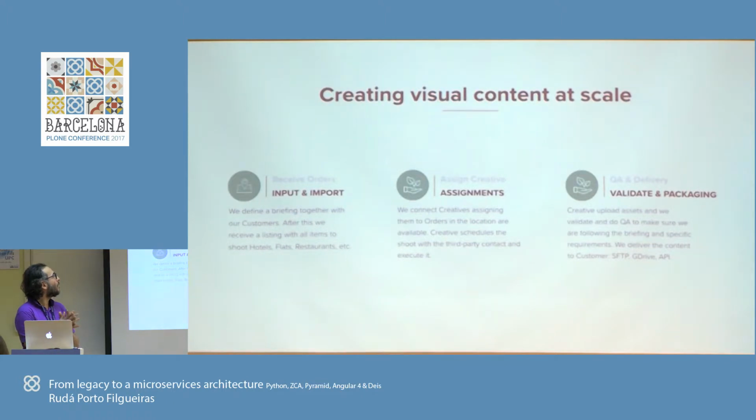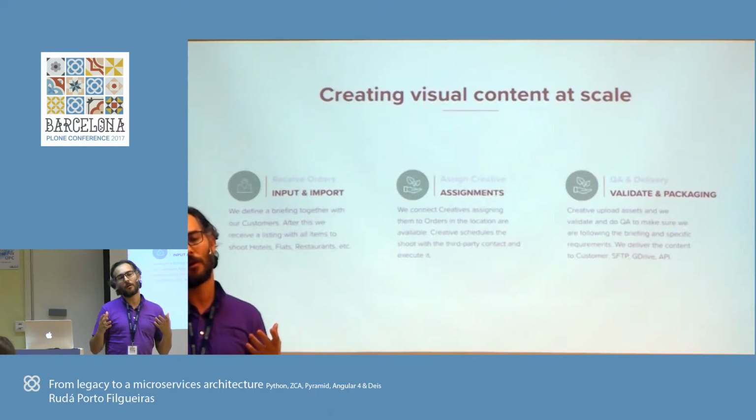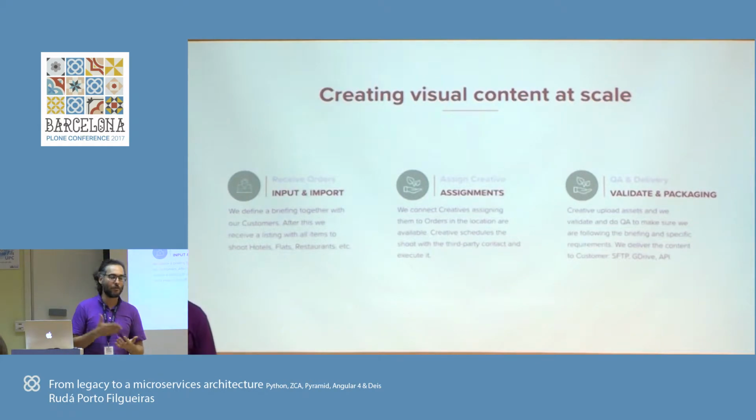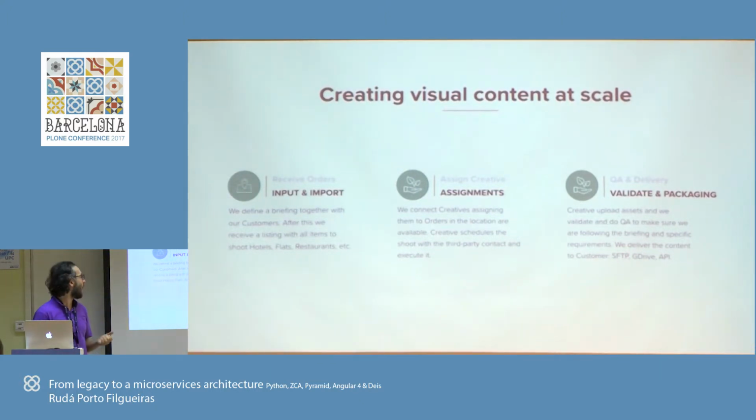The company had a simple but not easy to explain business model. We provide visual content for companies at scale. What does it mean? We receive orders from our customers. Usually the customer can input the orders, or can import these orders into our system. These orders have information about the location of the shoot, the contact of the person we need to reach to make it happen. Usually hotels, flats, restaurants, and so on.